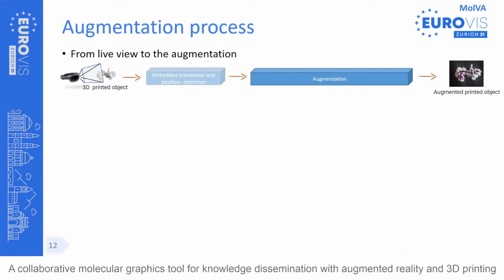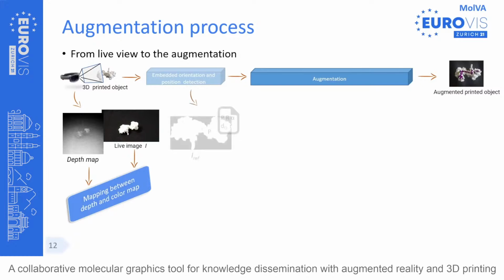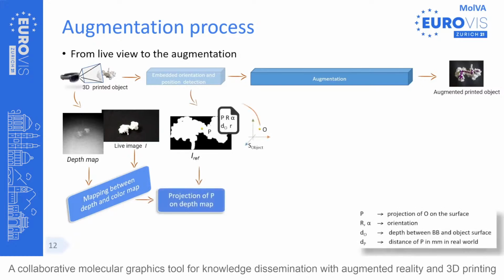The augmentation process consists of computing the rendering of the additional information and embedding it in the real scene at the right location. By mapping, we can determine the corresponding pixel of the color image in the depth map of the HoloLens. From the previously found data, we project the reference point P, corresponding to the origin of modeling, to the depth map to obtain its distance.